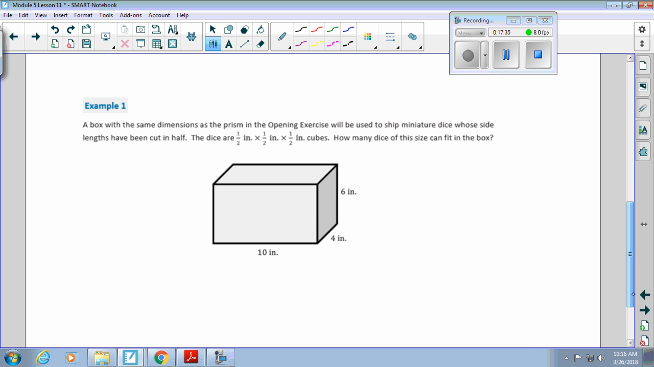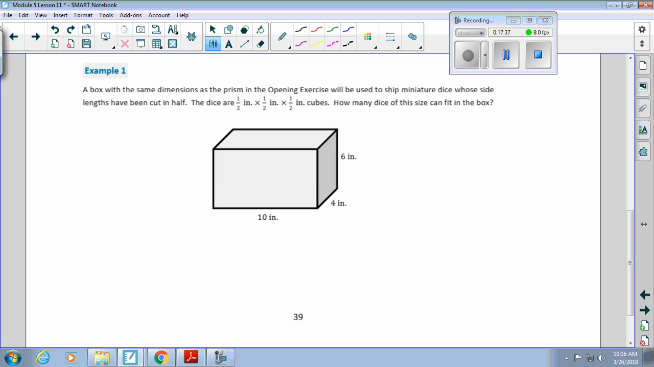Let's move down here to, we're actually going to skip this one. So we're going to go to the next page. This one says you're filling it with dice that are 1/2 by 1/2 by 1/2. And there's a trick to that. I will show you tomorrow, so please be sure to stay tuned in for tomorrow's Math with Mrs. Lehman lesson, because I will show you all that magic.